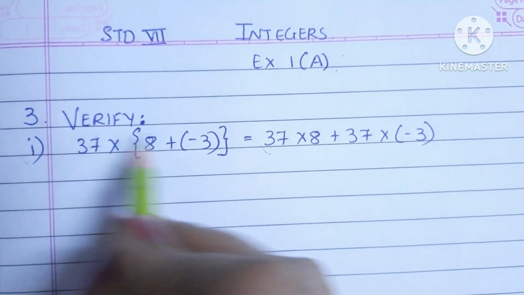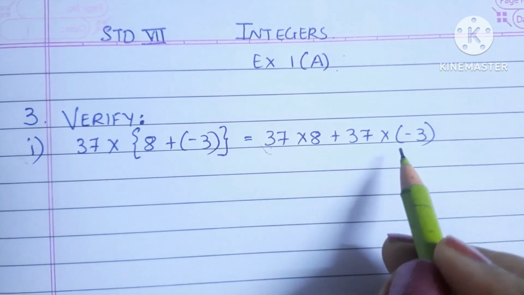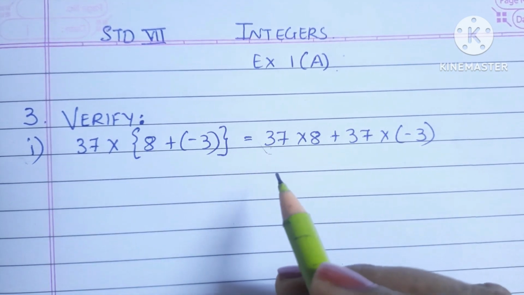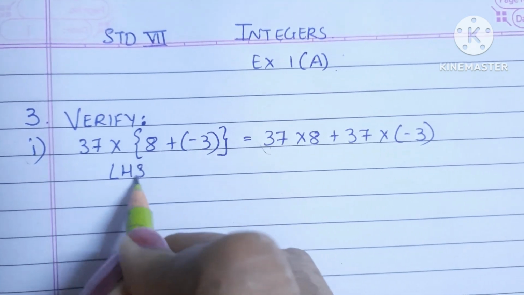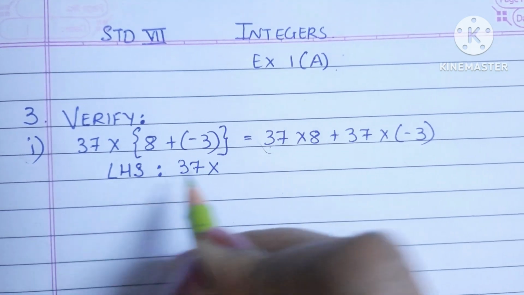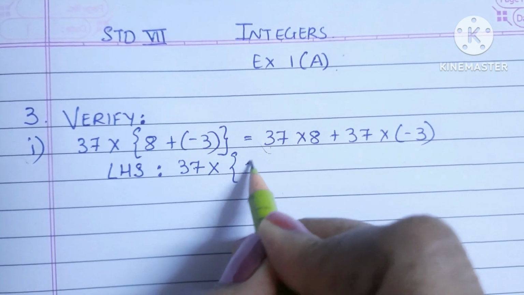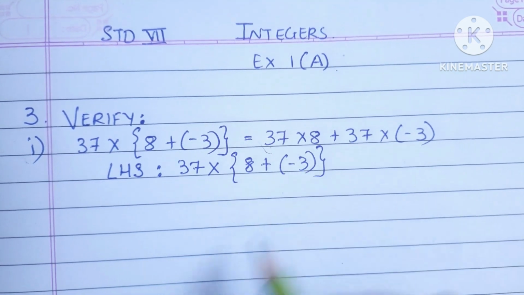First of all, for verification there are two sides given, the left hand side as well as the right hand side. We have to see whether these both sides are equal or not. So first of all we shall start solving the left hand side. The question here is 37 multiplied by the bracket 8 plus minus 3.